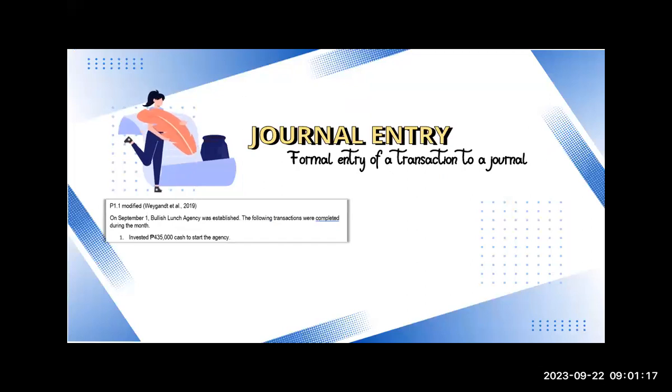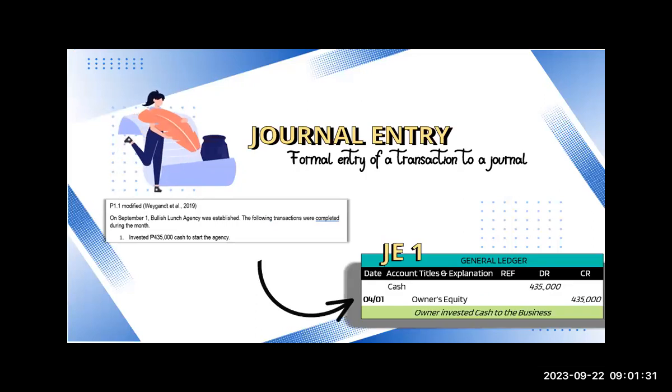So again, in chapter 1, pinahirapan namin kayo by making you create a table. But in chapter 2, honestly, parang the expectation is pagkabasa niyo nito, invested 435,000. Rather than make a table, you can create a journal entry wherein technically that's a debit in cash and a credit in owner's equity. So this is just simple. So I'll go through naman what a journal entry is. Pero basically, this is what it would look like.